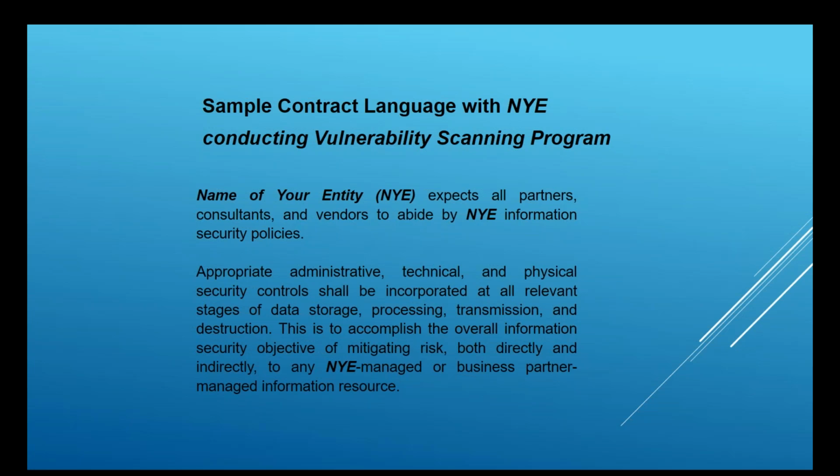You're going to talk a little bit about how they're going to need to take appropriate administrative, technical, and physical security measures that incorporate all the relevant stages of data storage, processing, transmission, and destruction. We don't talk a lot about destruction of data, but a lot of times contracts terminate. You want to make sure that data is destroyed, so we have to talk about that. This is to accomplish the overall information security objective of mitigating risks both directly and indirectly by any of your entity's managed or their business partners' information resources.